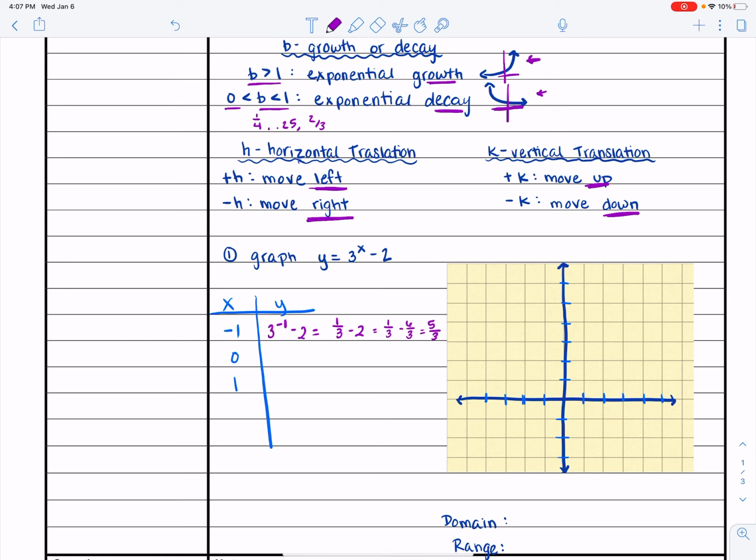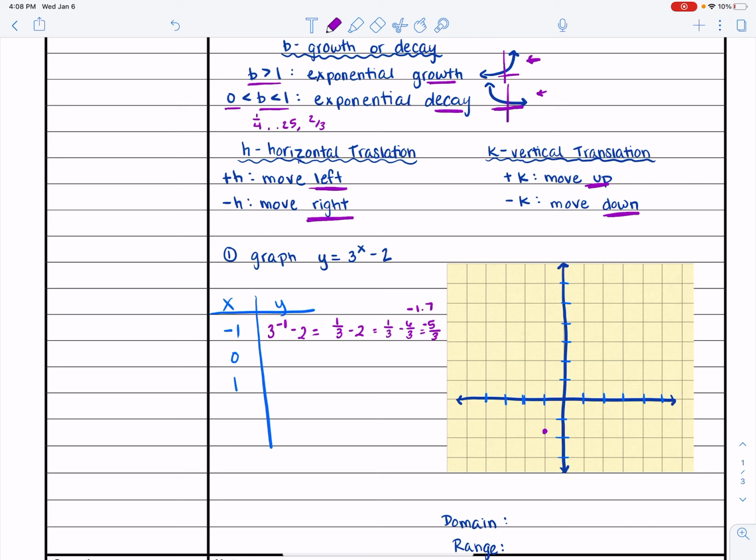So I have the point -1, -5/3, my bad. Okay, -1, -5/3. That's really like -1.7. So let's put a point at -1, -1.7. So -1 whole and more, about there.